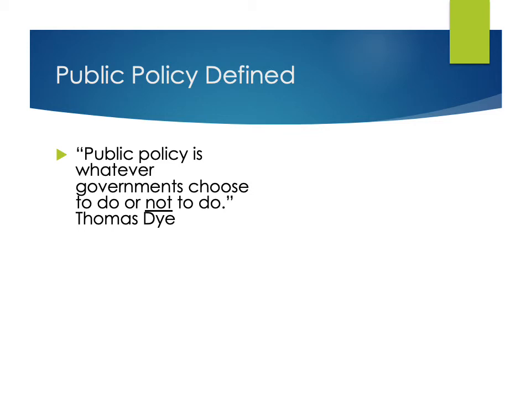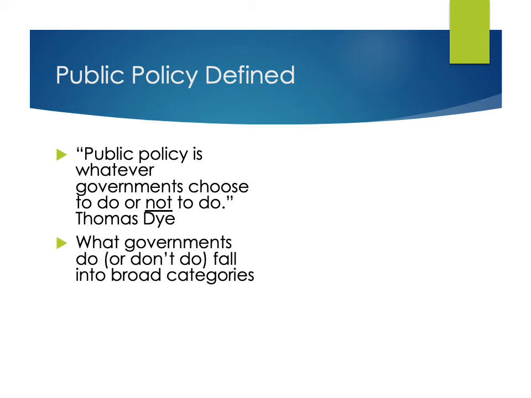So, throughout the course of the semester, we're going to be looking at the ways in which governments see a problem and then try to do something about it, or see a problem and don't do anything about it, right? And so, what government does or doesn't do falls into broad categories. Let's just take a moment to look at the categories of the actions that government takes via public policy, and then we'll look at them through the lens of gender and public policy.